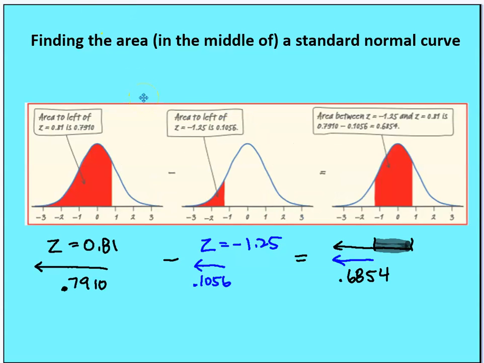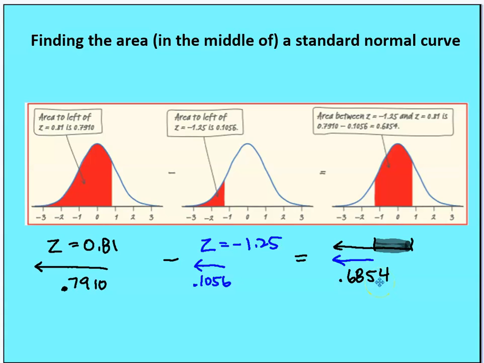Right, so if you go to your table and look at the values, a z-score of 0.81 will give you 0.7910. So I'm going to calculate this value, and then I'm going to subtract the proportion of the area that's found with a z-score of negative 1.25, which is 0.0156. And so I end up with this red band here, which is 0.81 minus negative 1.25, or 0.6854.